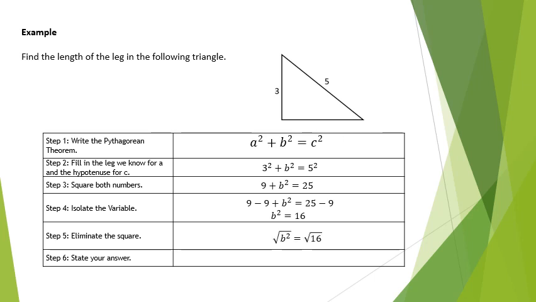Step 5, we eliminate the square by taking the square root of both sides. And step 6, we state our answer. So if we take the square root of both sides, the square root and the squared on the left side will cancel, and we're left with b. And on the right side, we have the square root of 16, which is 4. So the other leg of that triangle is 4.